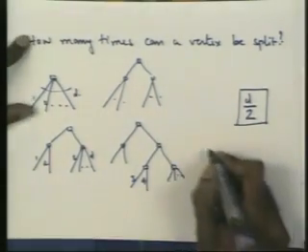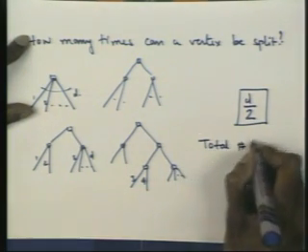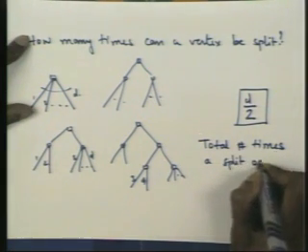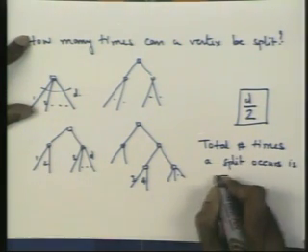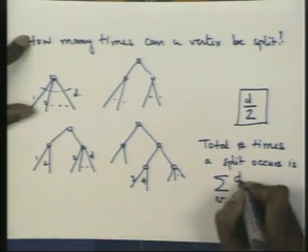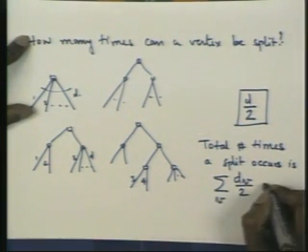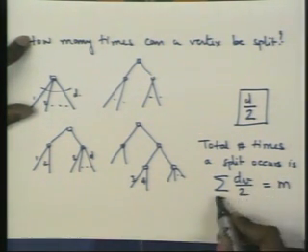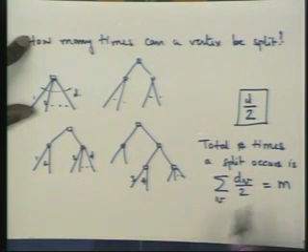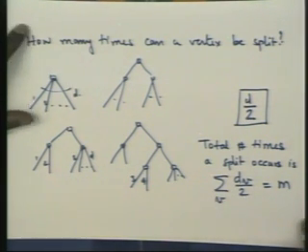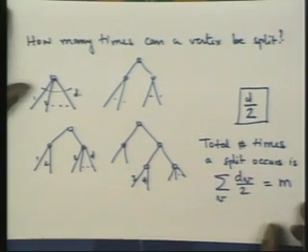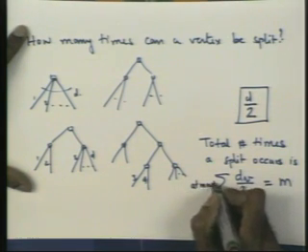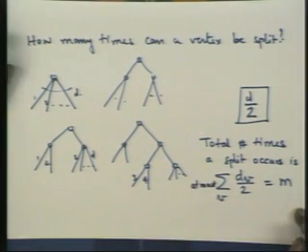So the total number of times a split occurs is the summation over all vertices of d_v by 2, and that we know is nothing but the number of edges in the graph. This half comes out, and the sum of the degrees of vertices is twice the number of edges. So the total number of times a split occurs is at most m. If the vertex has degree 3, of course it doesn't split.